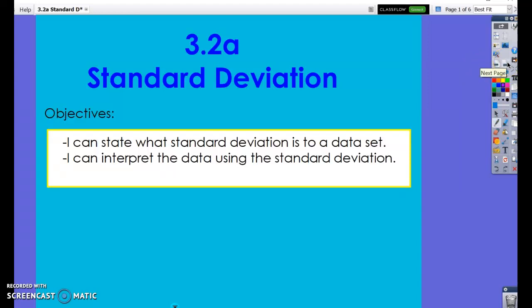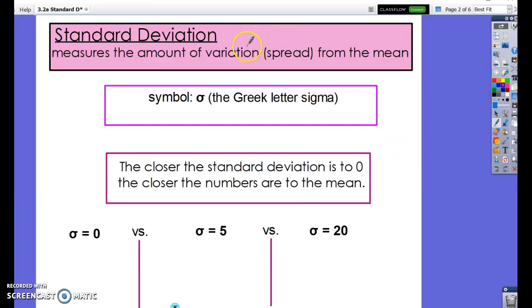3.2a is about standard deviation. So we want to be able to state what that is and figure out what the standard deviation is for a particular data set. So standard deviation is just the measure of variation or spread from the mean. Sometimes your numbers are really spread out, so they're really far from your mean. Sometimes your numbers are really close together in your data set.